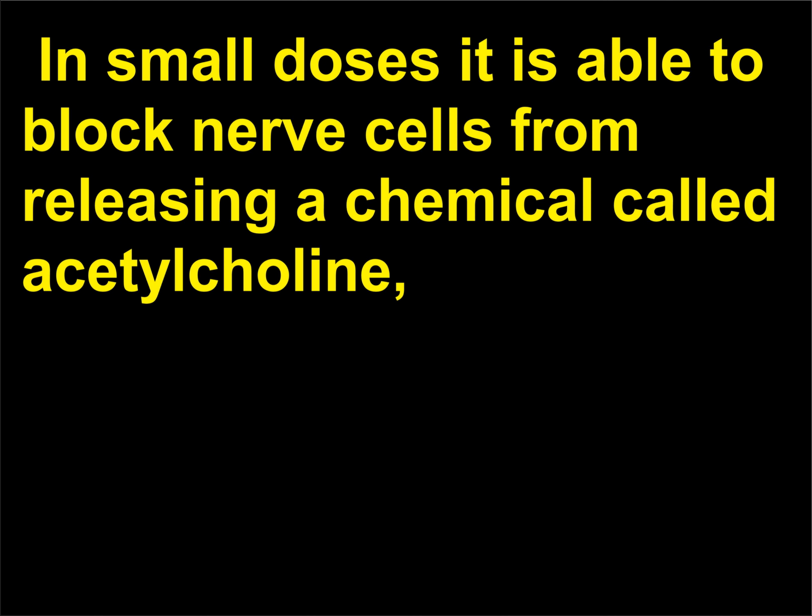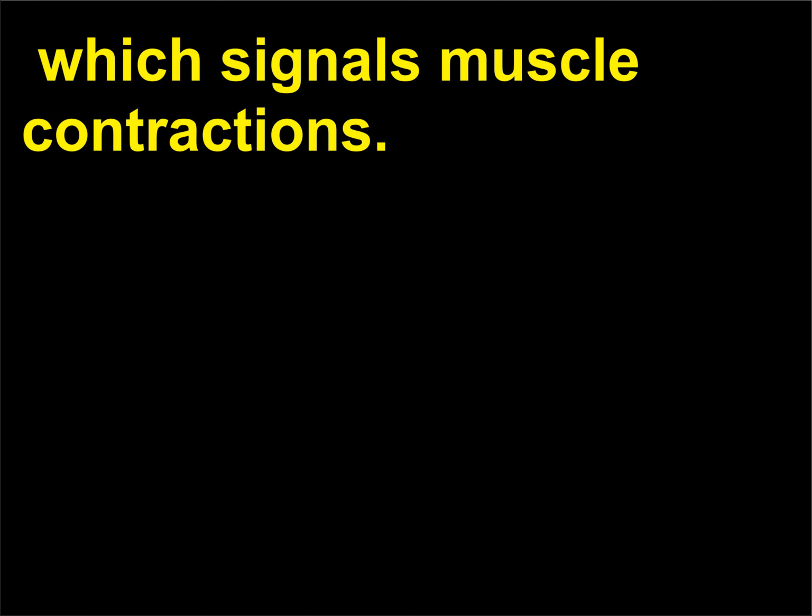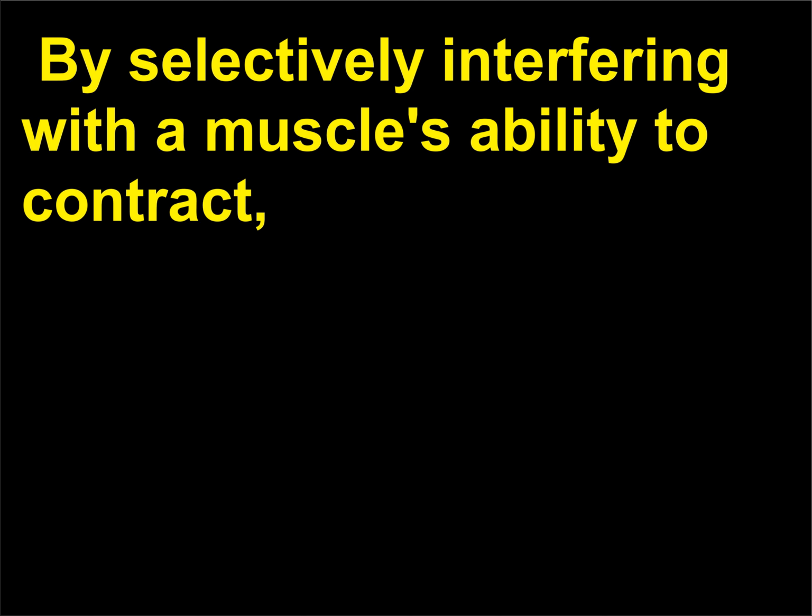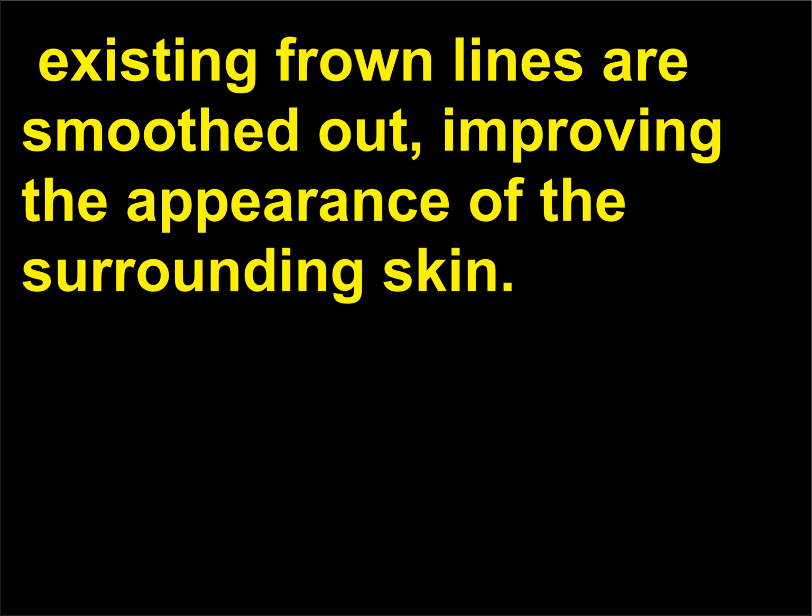In small doses it is able to block nerve cells from releasing a chemical called acetylcholine, which signals muscle contractions, by selectively interfering with the muscle's ability to contract. Existing frown lines are smoothed out, improving the appearance of the surrounding skin.